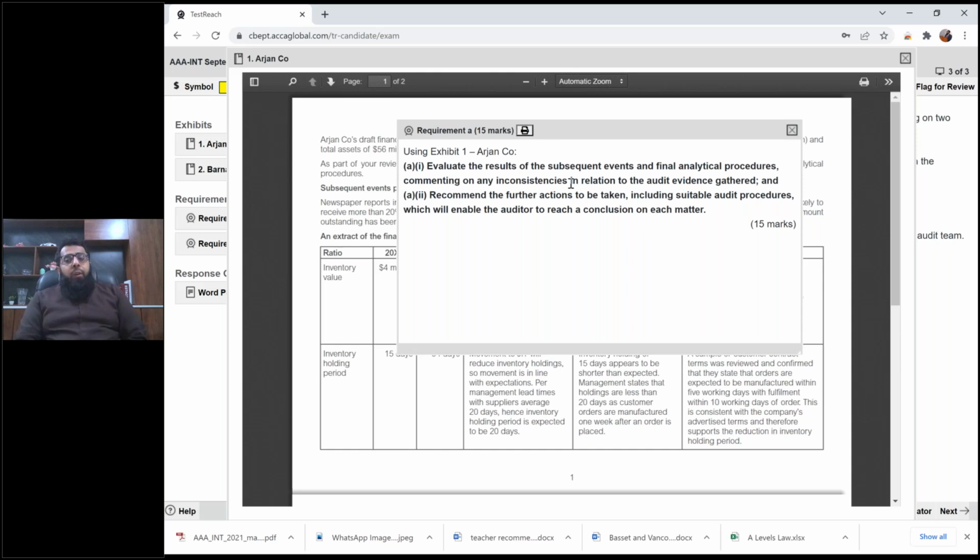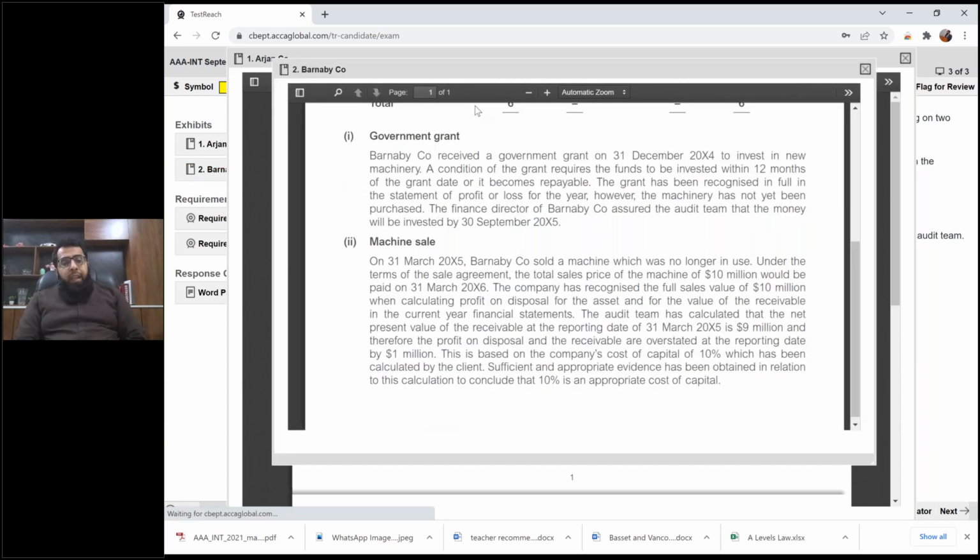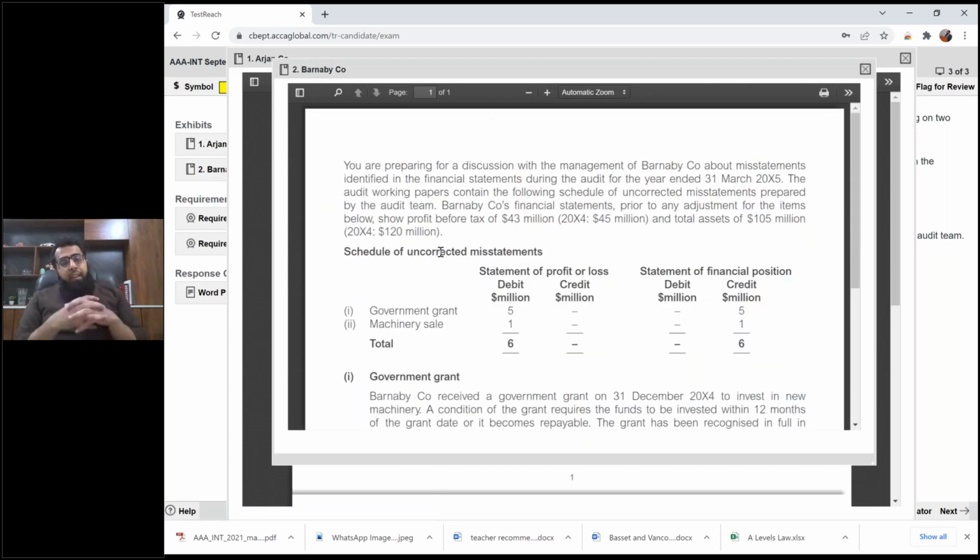Okay, so let's look at part B. What does it say? Now, if we look at part B, he has given us a schedule of uncorrected misstatements, and he has given us two uncorrected misstatements. One is a government grant and one is a sale of machinery. Now, for this part, I have a question for you. Looking at the presentation of the question, what do you think, is it a routine question or again a non-routine part?